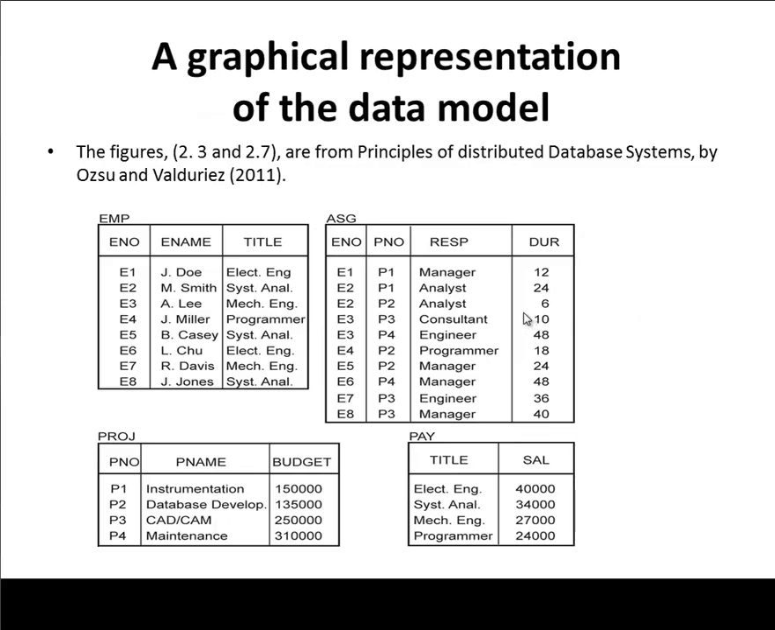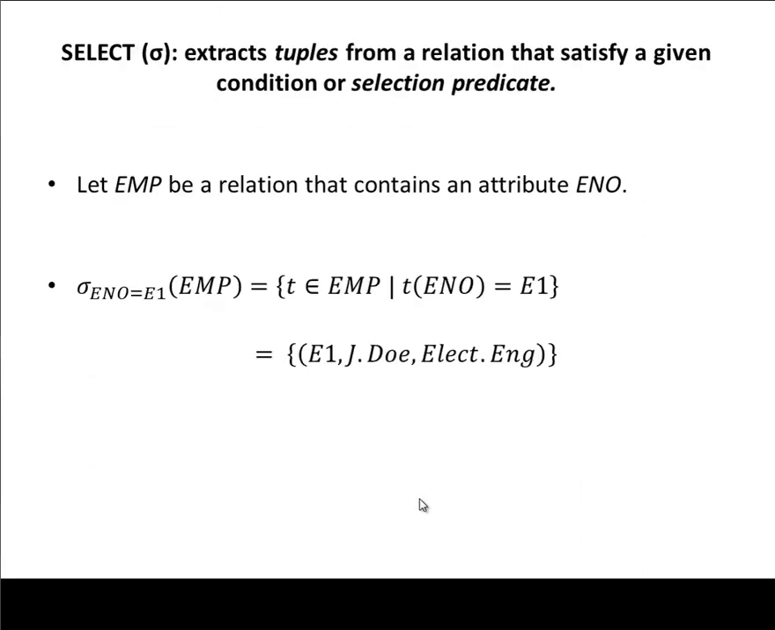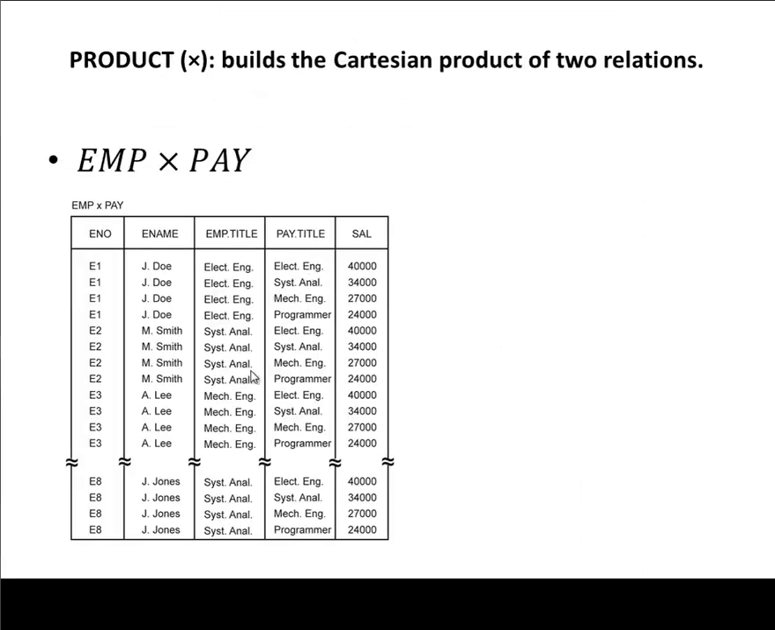Let's go back. Where is it? Here it is. 1, 2, 3, 4. Pay. We only had 4 entries in here. So we're going to cross EMP with pay. So for the first tuple, we are going to append it 4 times, once with each possible tuple in the pay relation. And that's what we show here. So if you've never seen some of this material before, it may look really strange, so I think it's worth having a little brief introduction.